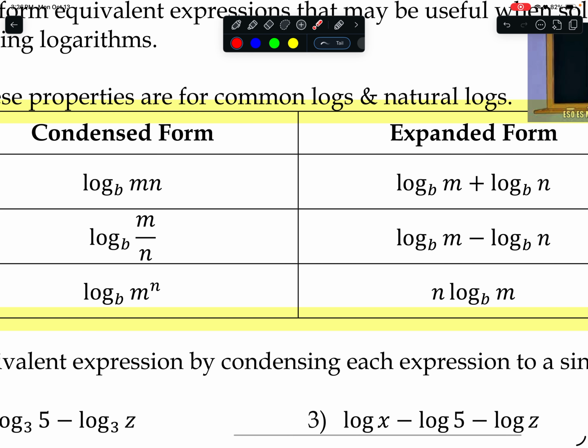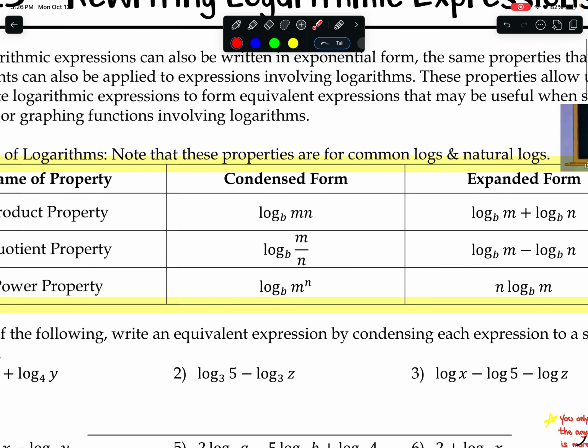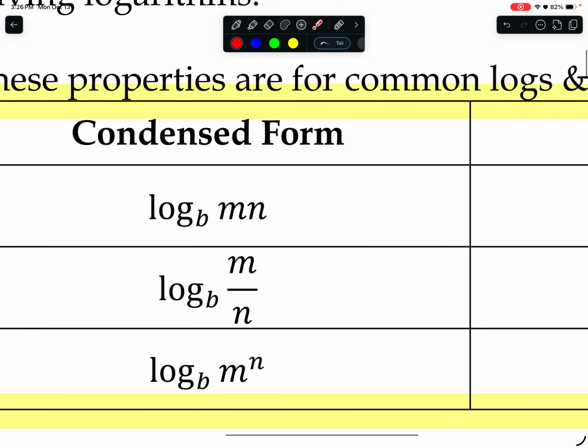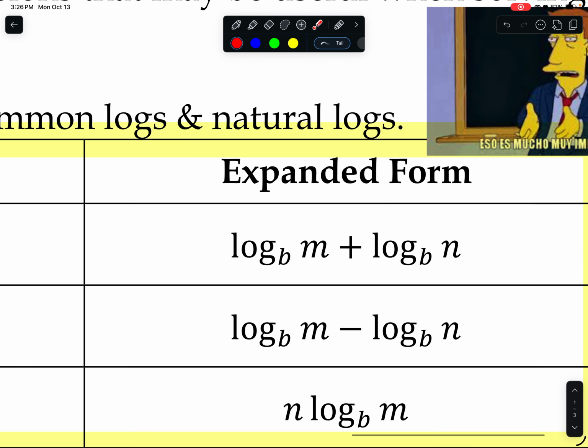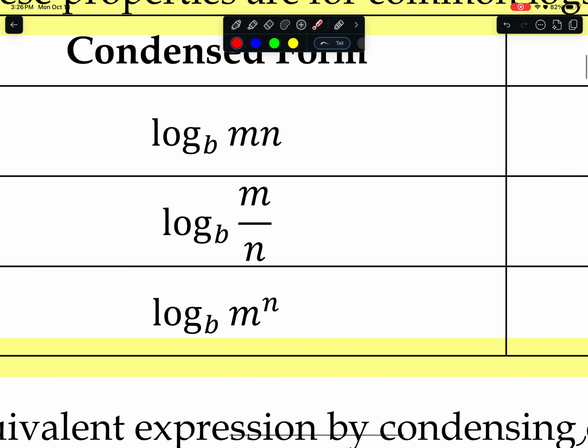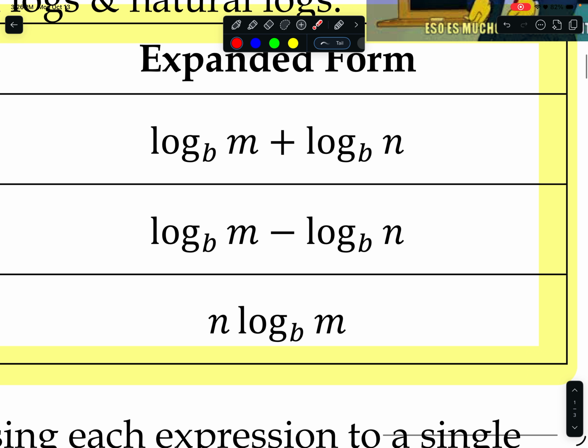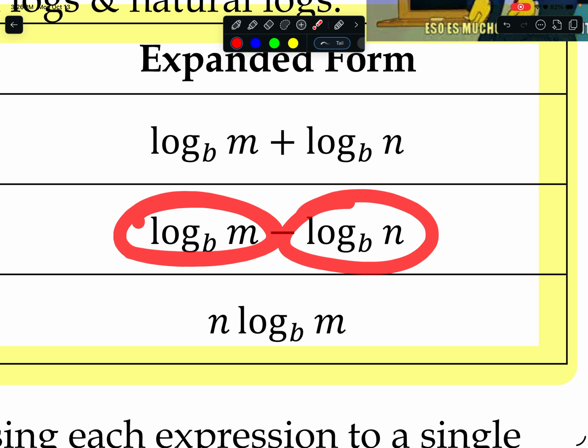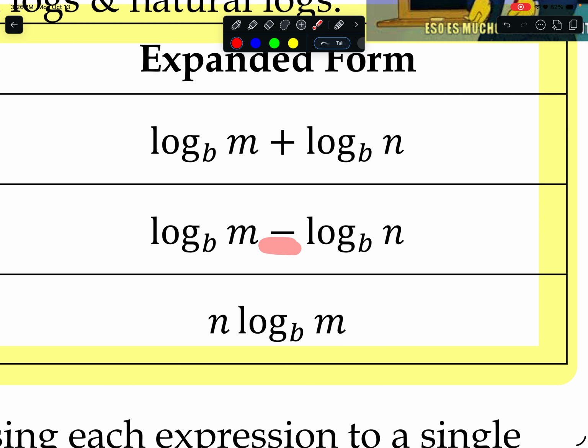So these properties down here should hopefully be kind of a recap. In condensed form, if we're looking at the product property, the values in the argument will be multiplied. But if we want to expand it, we're going to give each value in the argument its own logarithm, and we're going to be adding them together. And then kind of the same idea, if we have any division happening in a single logarithm, we're going to expand it, or condense it, vice versa, by giving them each their own logarithm, and we're going to subtract them.